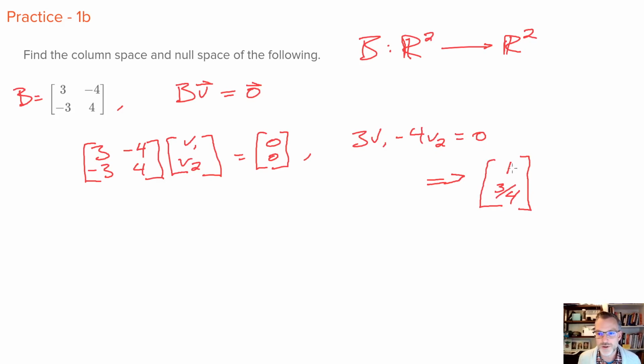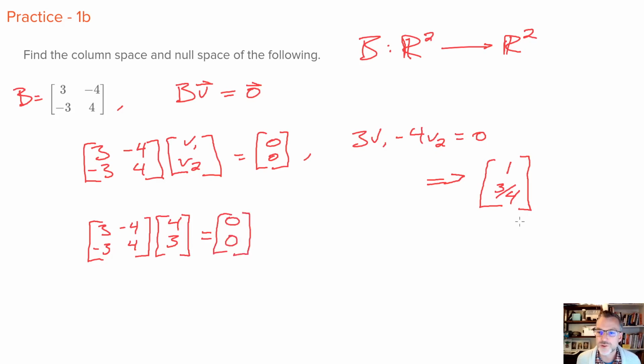We could try it out. I could take the vector 4 and 3, some scalar multiple of this. When I do this multiplication, I get 12 minus 12, 0, and minus 12 plus 12, 0. There we go. So this is going to compose the null space of this matrix. This is in the null space.